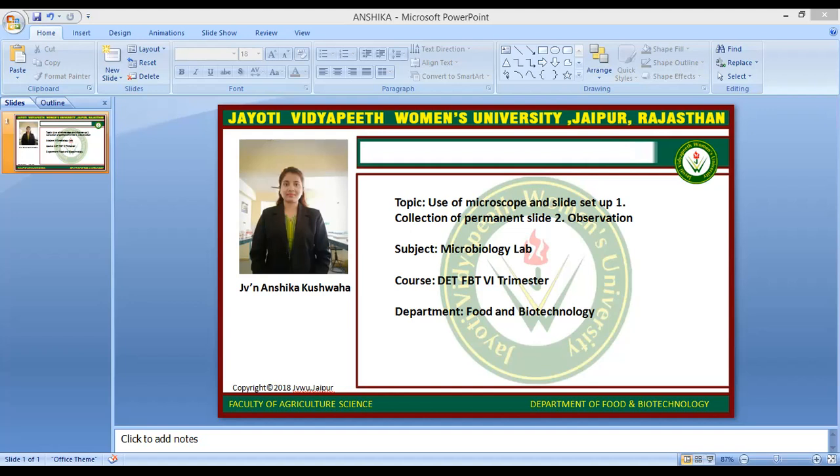So what is a permanent slide? This is a permanent slide of a stem, in which we make a permanent or temporary slide of a microorganism or a specimen we have to see in the microscope. All microscopes need a source of light, as we already discussed in the types of microscope. So this is all about microscope, how we make a slide. So this is all about the use of microscope and slide setup.